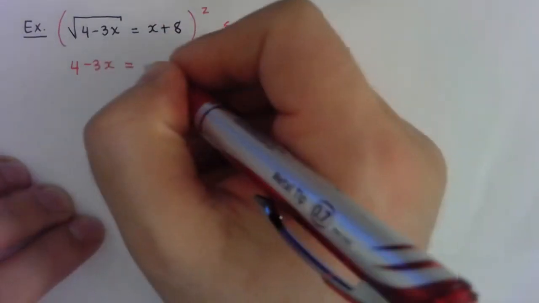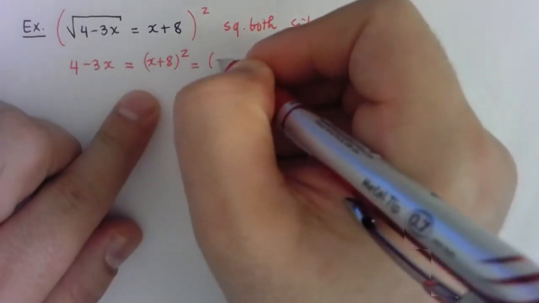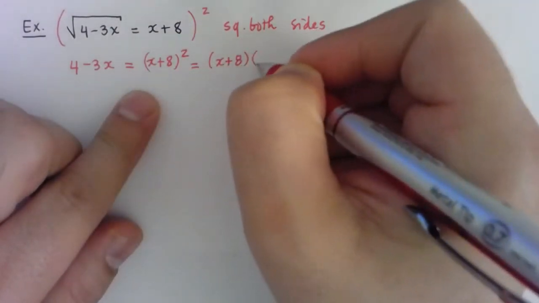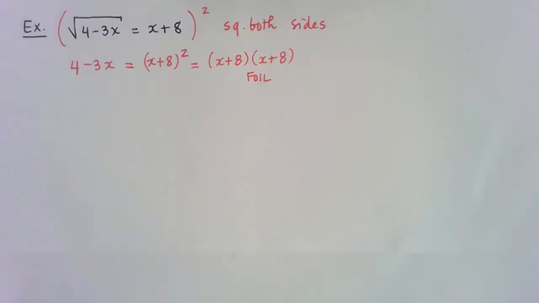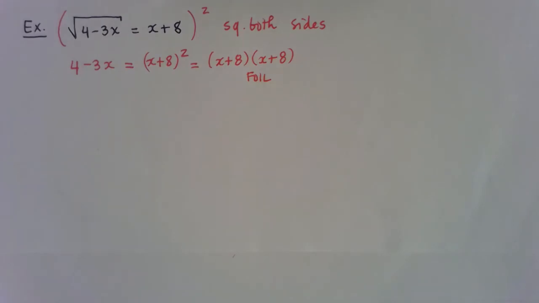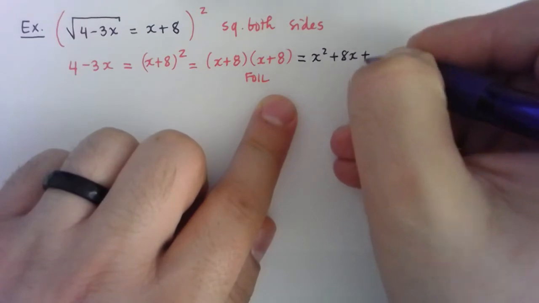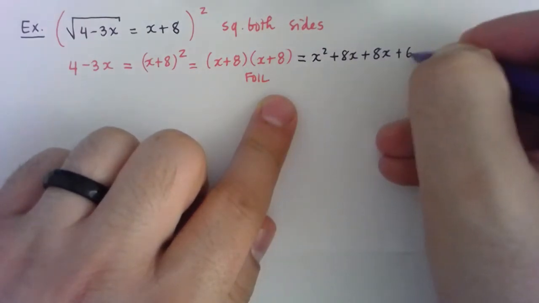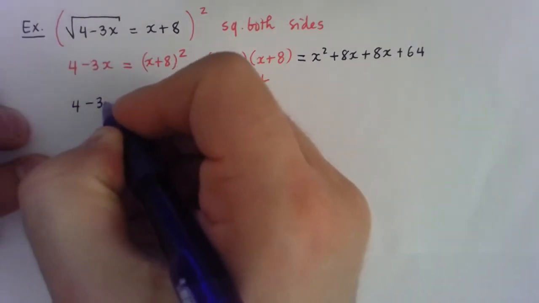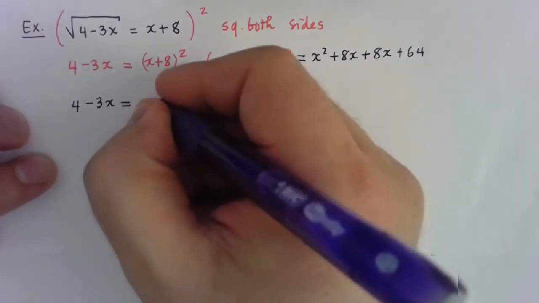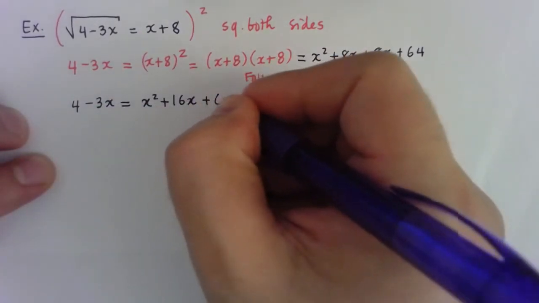That needs a FOIL. It's going to be x plus 8 squared, which is x plus 8 times x plus 8. So you either use FOIL, or if you really know the formula, you can just apply that one. So that's going to be x squared plus 8x plus another 8x plus 64. So what you come up with is 4 minus 3x equals x squared plus 16x plus 64.